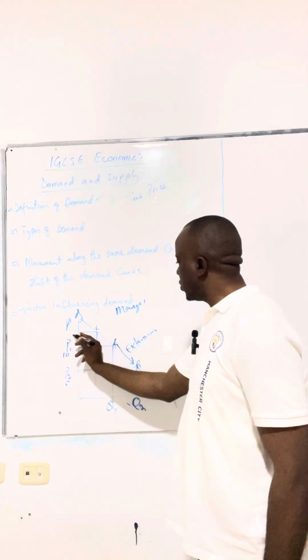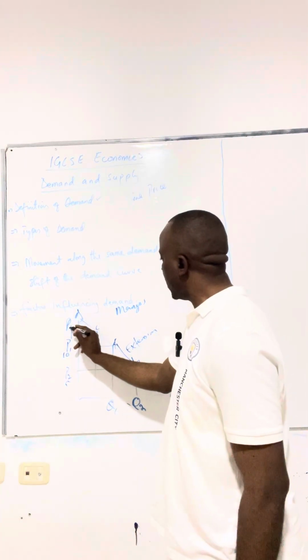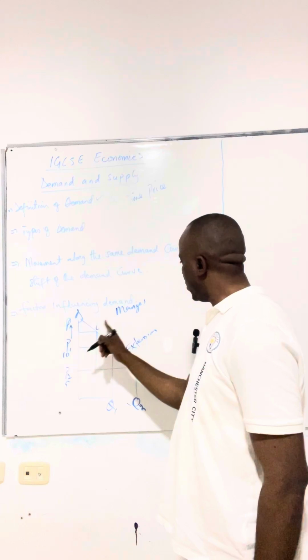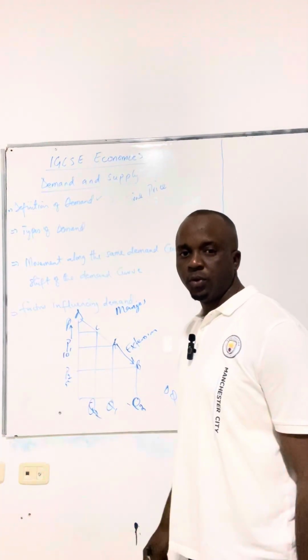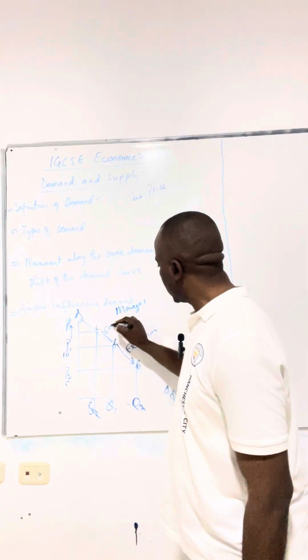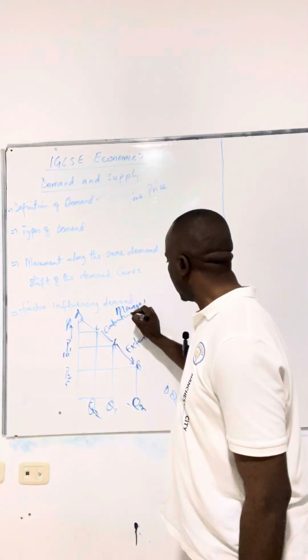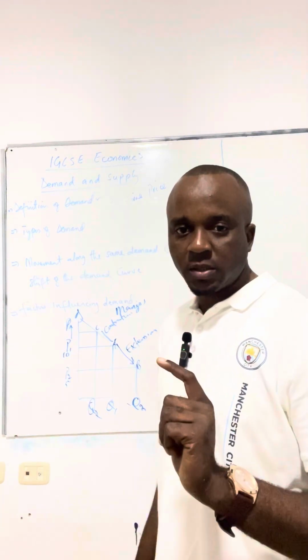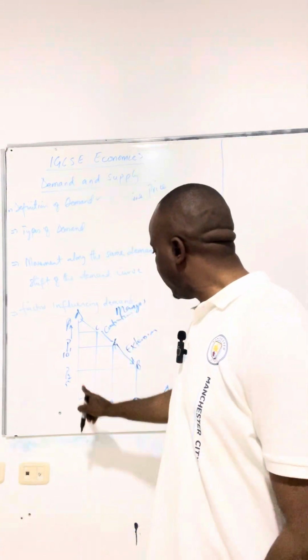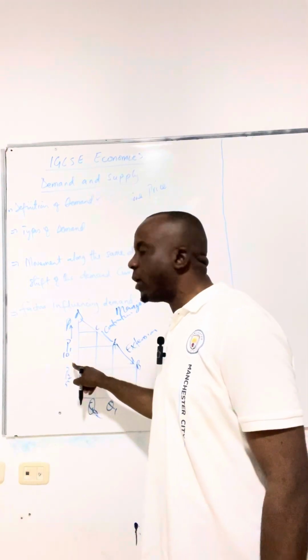But if the price goes up from $10 to $15, you see the demand for mangoes falls from Q1 to Q2. It is called contraction. And this movement on this demand curve is caused only by the price. The price is the only effective factor that causes the change of quantity demanded by consumers.